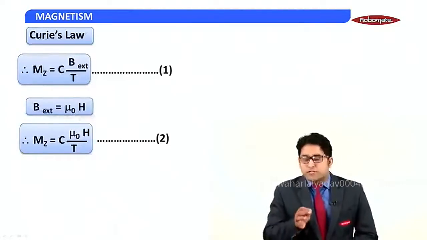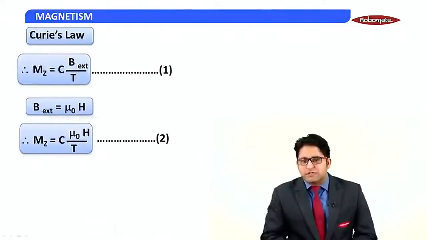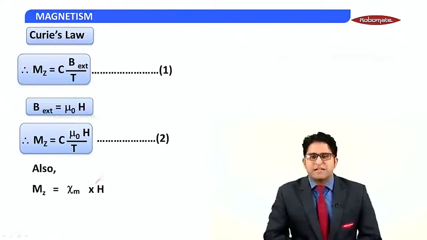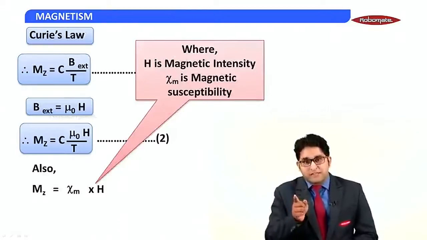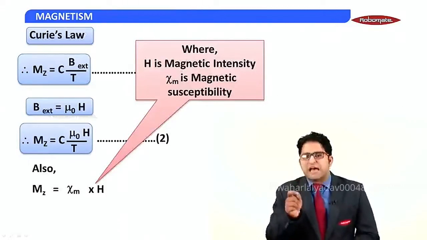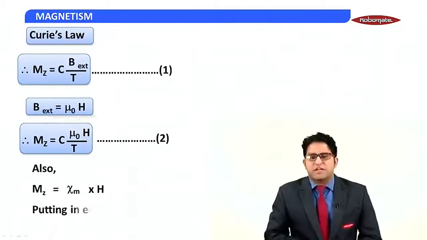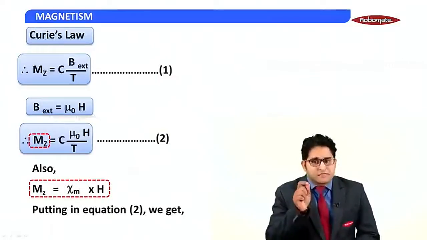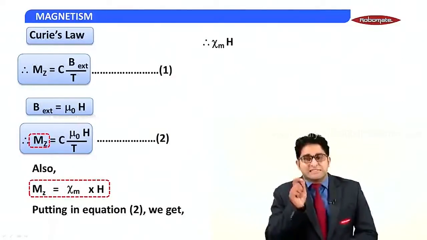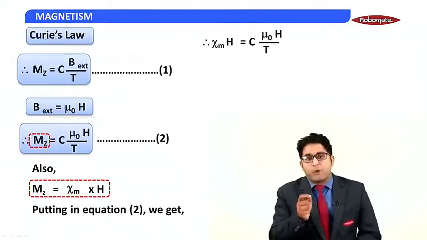Now students, also we have learned the relation between Mz and H. What was the relation? The relation was Mz is equal to xi m into capital H. And what is capital H? Capital H is magnetic intensity. Xi m is magnetic susceptibility. So I'll put this relation in equation number 2. So let's see what we get. We get xi m into capital H is equal to C into mu naught into capital H upon capital T.